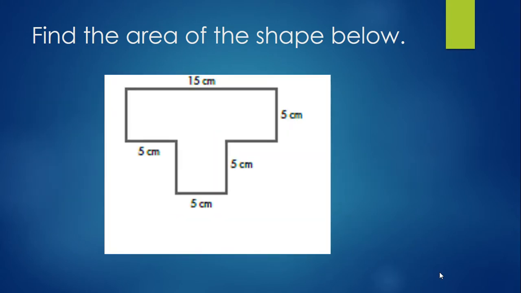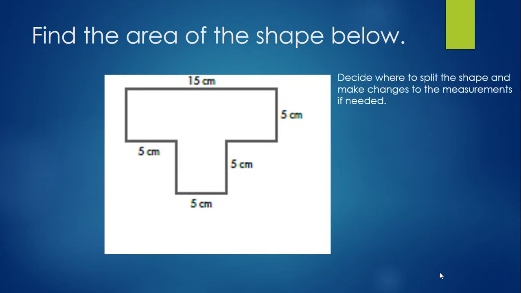Find the area of the shape below. Let's study this shape for a moment. We want to decide where to split the shape and make changes to the measurements if needed. I see if I split this shape into two smaller shapes, I will probably need to be able to count by 15s. Since I don't like to count by bigger numbers, I think I'm going to find a way to split the shape in a different way.